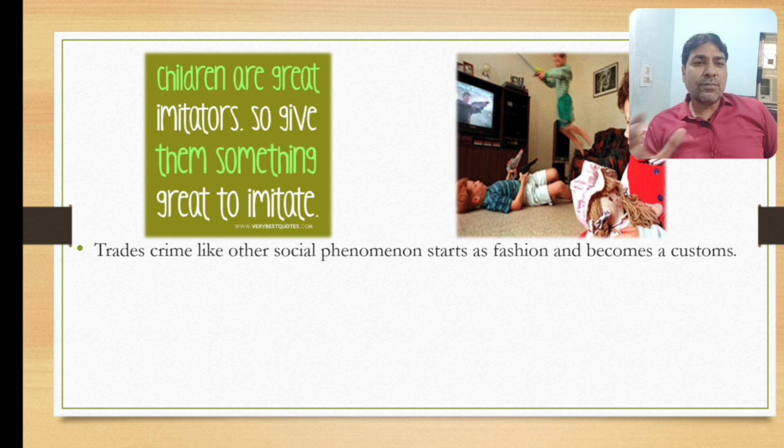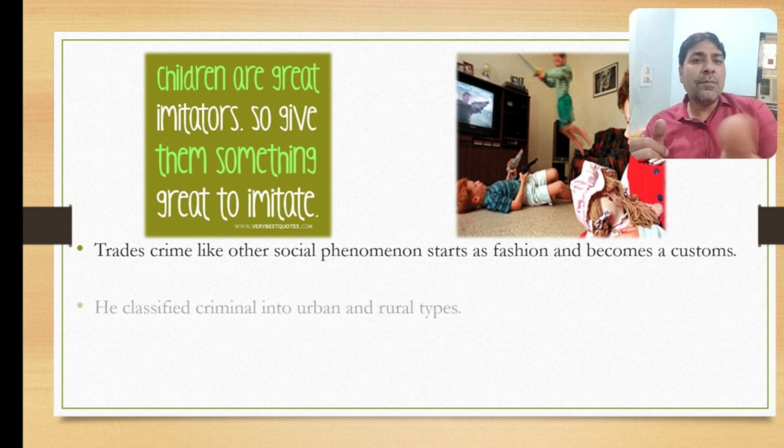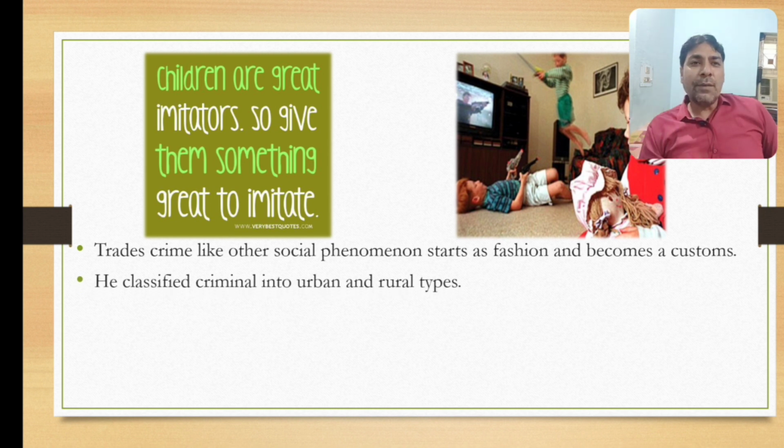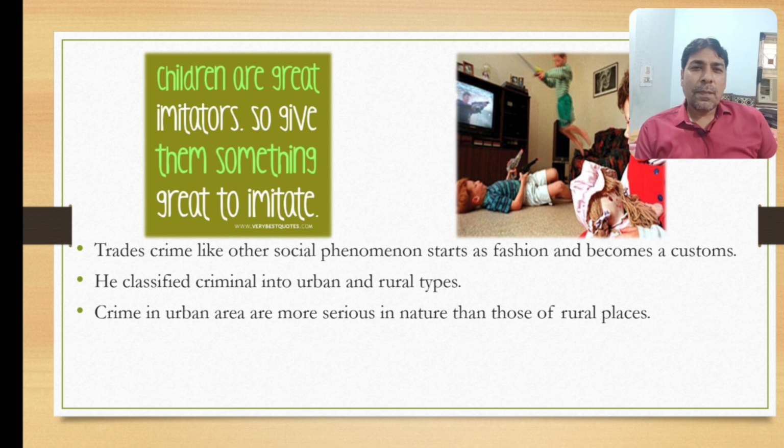Crimes, like other social phenomena, start as fashion and become a custom. According to Gabriel Tarde, crime, like other social phenomena, starts like a fashion and becomes a custom. He classified criminals into urban and rural types. Crimes in rural places may be less serious, but in urban areas the crimes are more serious in nature, because in the urban areas the chances of identification and tracing are far less. That's why in the urban areas serious offenses are frequently found.